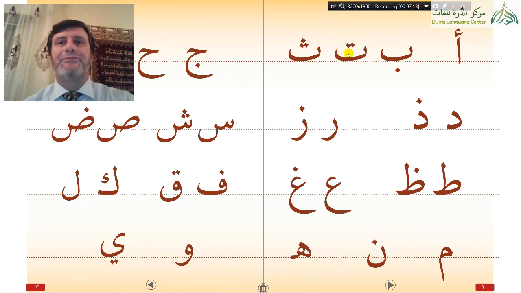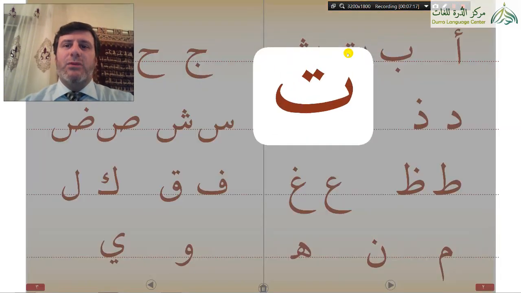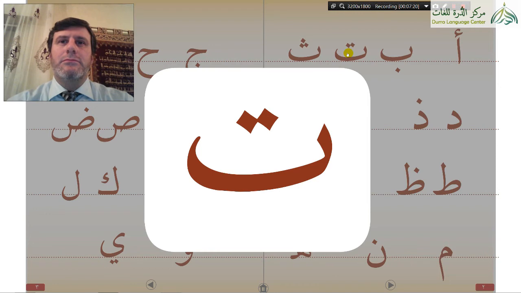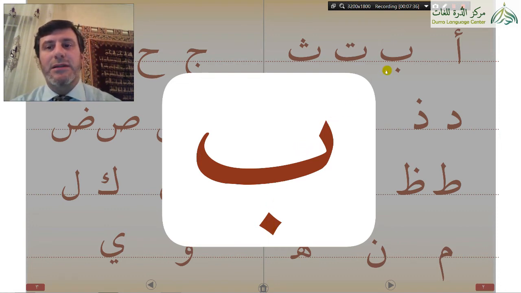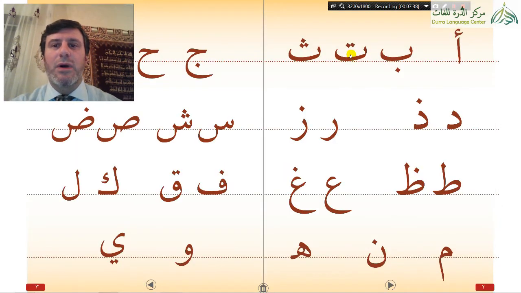Okay. The second one. Okay, the first one is the ba, where the dot comes below the letter, below here, below. So ba is below. The second one, when we have the 2 dots over and above the letter, 2, ta.